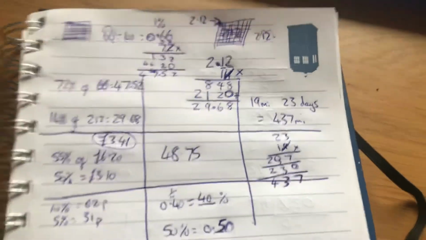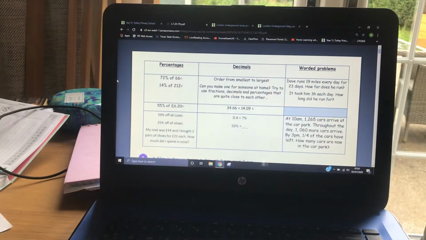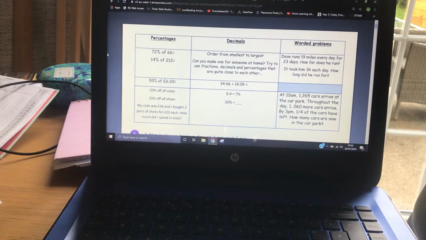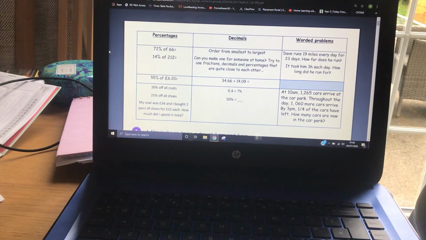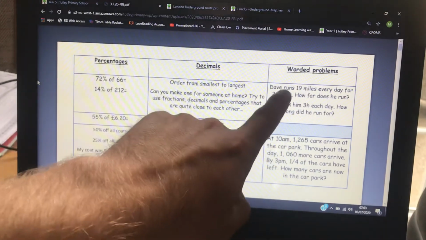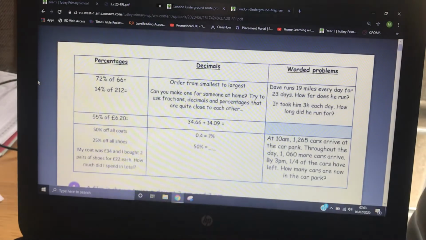The next bit, it took him 3 hours each day. How long did he run for? So which bit of information do I need here? Do I need the 19 miles? Do I need the 23 days? Or do I need my 437 miles? That's the trick to this question.